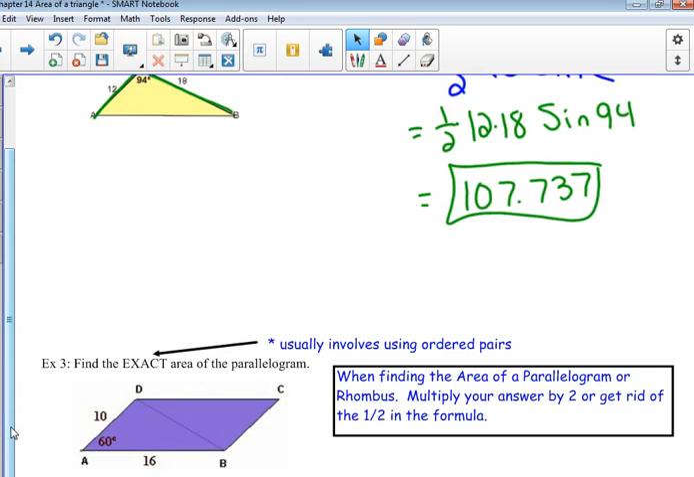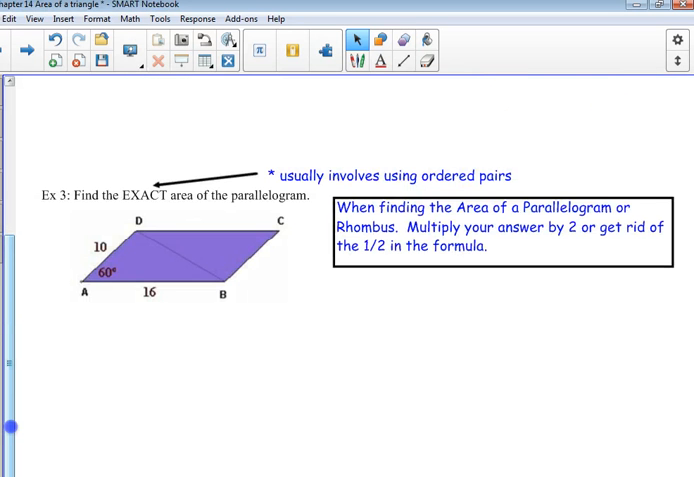Now this next question. Alright, listen, this next question's got a lot of weird things in it, and if they want to be mean, this is probably the hardest way you guys can see it. Okay? So this one asks you guys to find the exact area of the parallelogram.